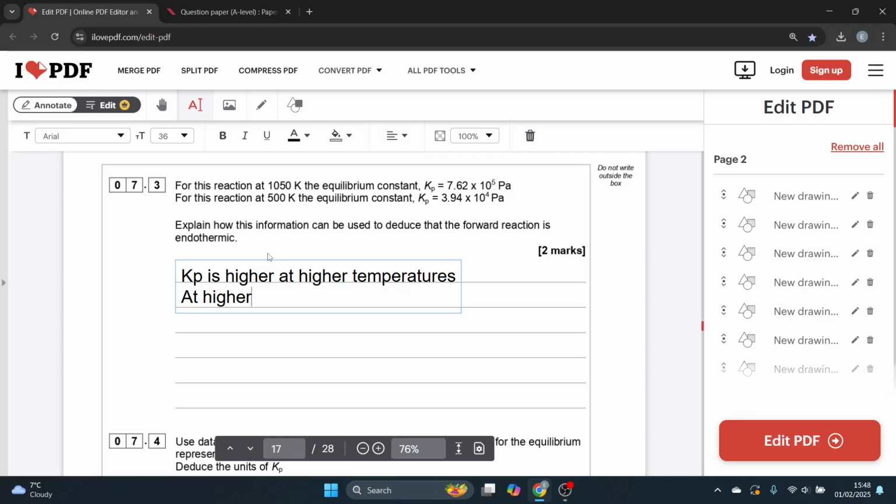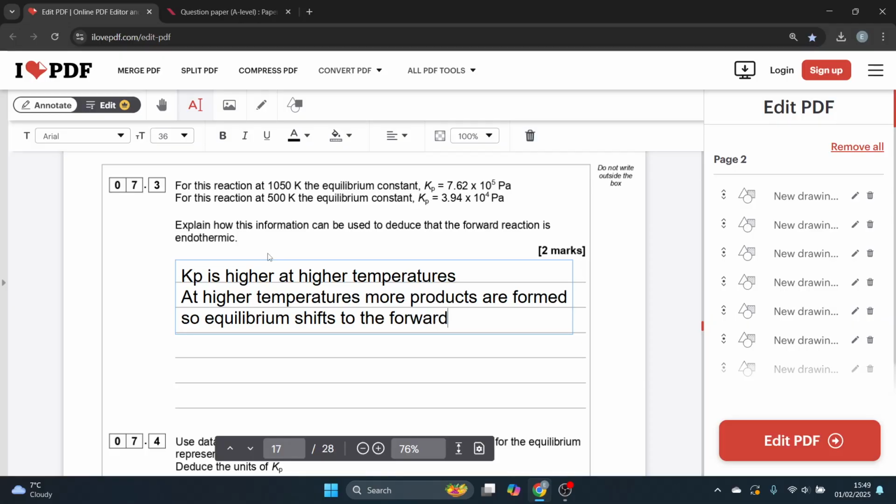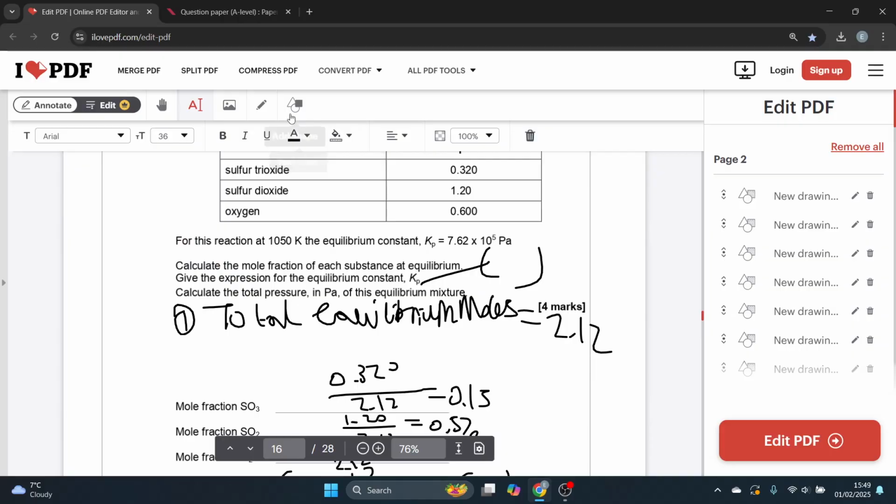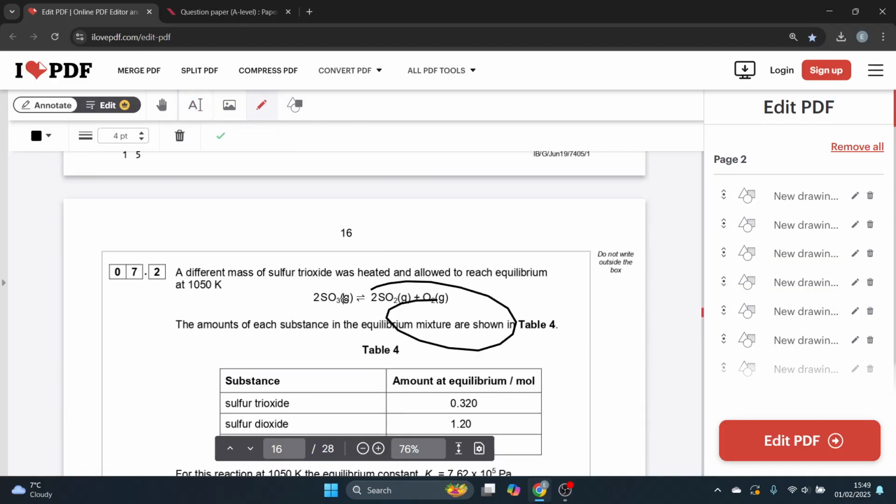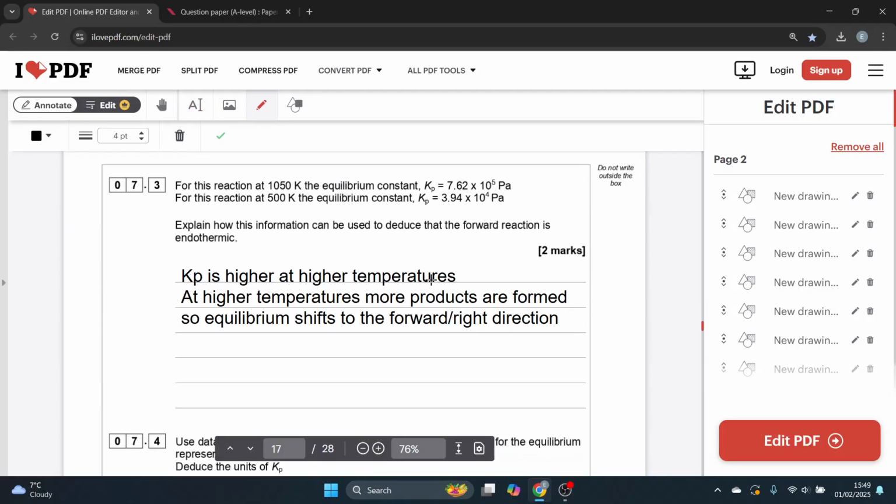Because at higher temperatures, well, why would Kp get bigger? At higher temperatures, more products are formed, so equilibrium shifts to the forward, right direction, which makes sense. If Kp is getting bigger, I'm going to have more products divided by the same amount of reactants. So you can shift to the right hand side, more products are formed. There we go.